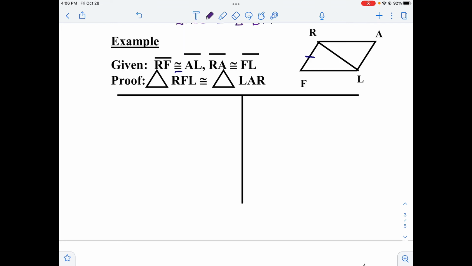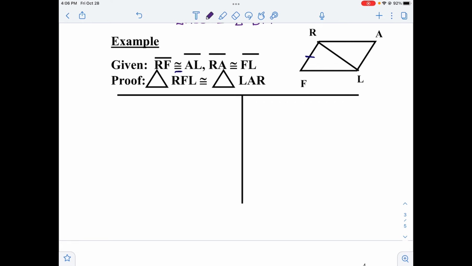We're going to prove that triangle RFL is congruent to triangle LAR, and we are being asked to use the example of side, side, side. So we're going to restate our given information. Remember that order matters. We always start by restating.